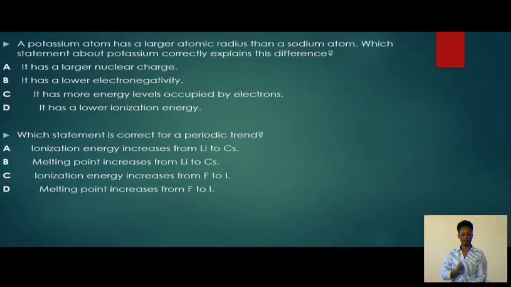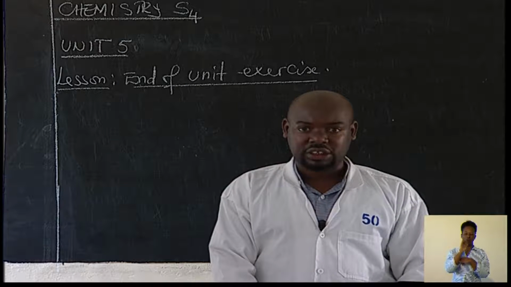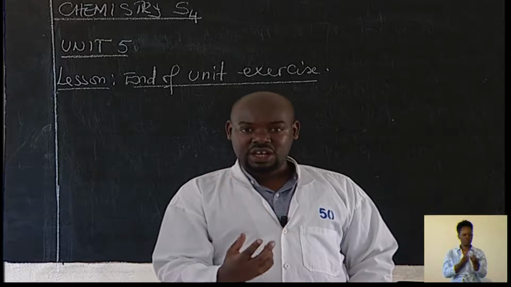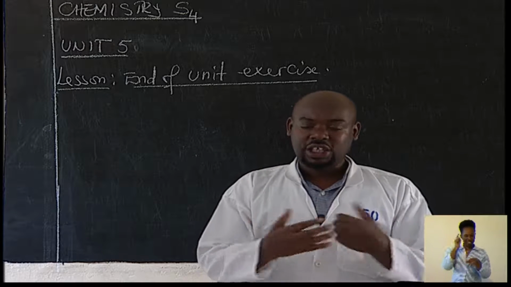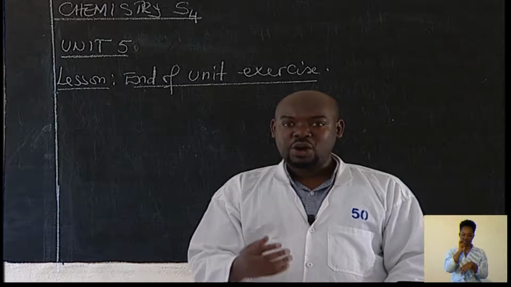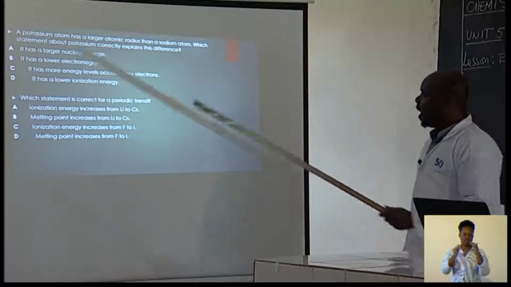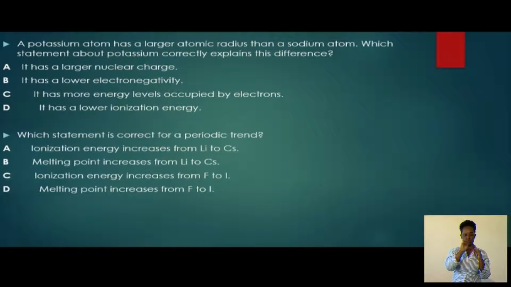It has a larger nuclear charge. How does the nuclear charge affect the variation of the atomic radius? We always expect a decrease in atomic radius when the nuclear charge is increasing. So a larger nuclear charge cannot explain why potassium has a larger atomic radius than a sodium atom. It has a lower electronegativity. The electronegativity cannot influence the atomic radius.